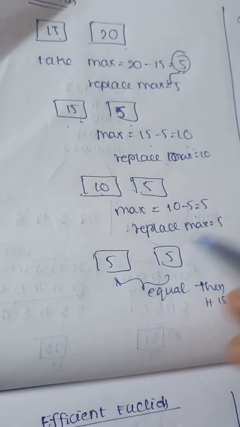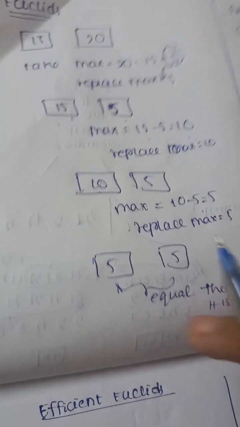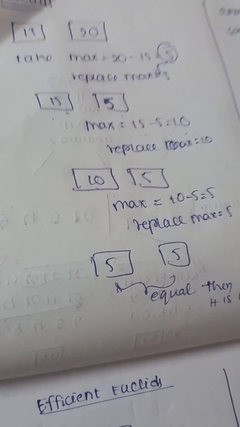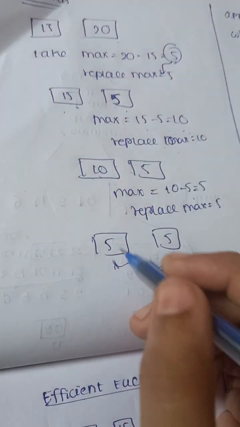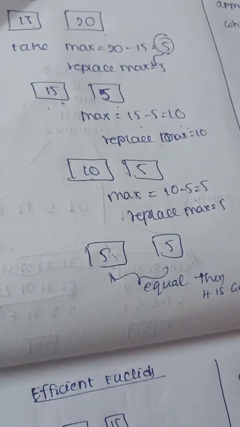So he continues this approach until both the numbers are equal, until both the numbers are the same. Then he returns it as the GCD. We can return anything, A or B, both are the same.